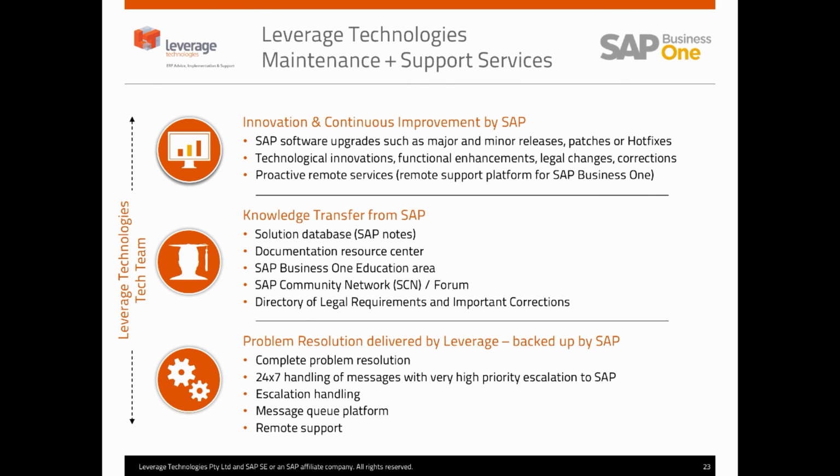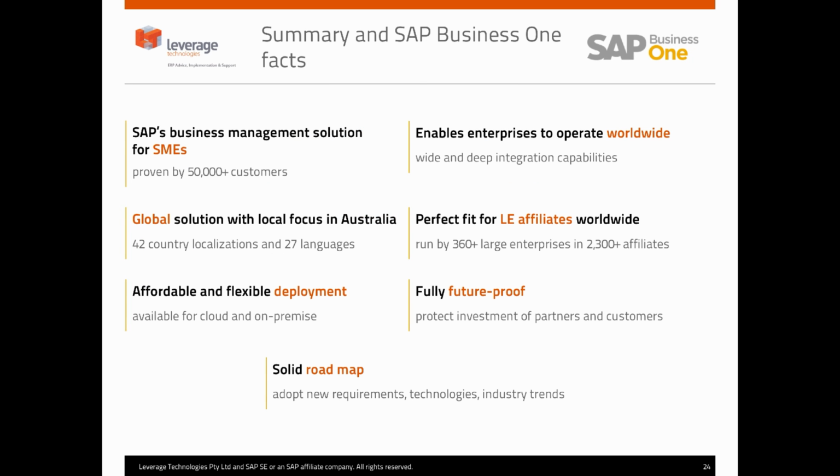We get knowledge transfer from SAP to the Leverage Technologies tech team. And then we take that knowledge and we push that out to you through things like Tech Tips, our monthly webinars, and so on. We've got one coming up very, very shortly, as a matter of fact, for all of our customers talking about SAP Business One 9.2. And then, of course, if there are problems, that problem resolution's delivered by our team at Leverage Technologies, but backed up by SAP. So we have access to complete problem resolution with 24/7 handling of messages when we escalate them to SAP, because they have teams all around the world working on this to help us make sure that you have a very pleasant and trouble-free implementation of SAP Business One.